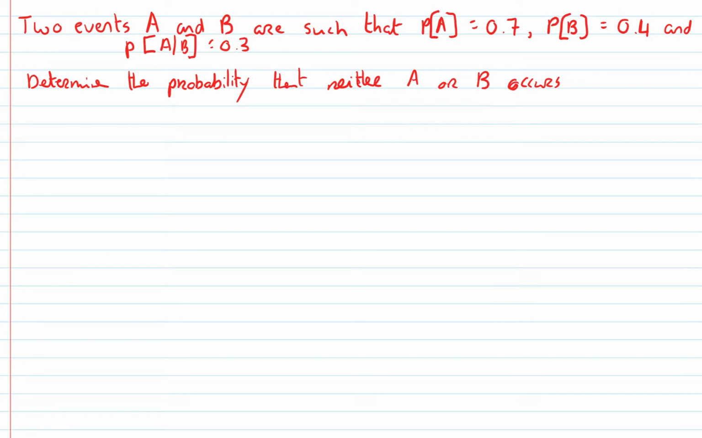So this is where I would need to use those formulas that I was telling you about. I don't think our common sense alone will be able to solve this. So two events A and B are such that the probability of A is 0.7, the probability of B is 0.4, and the probability of A given B is 0.03. Okay, I'm going to draw it out first.